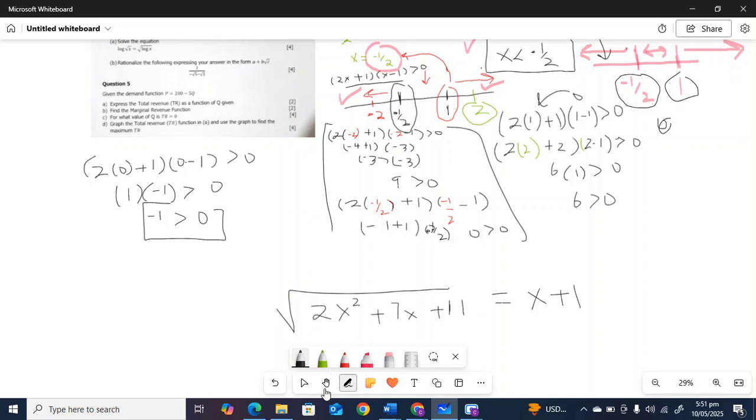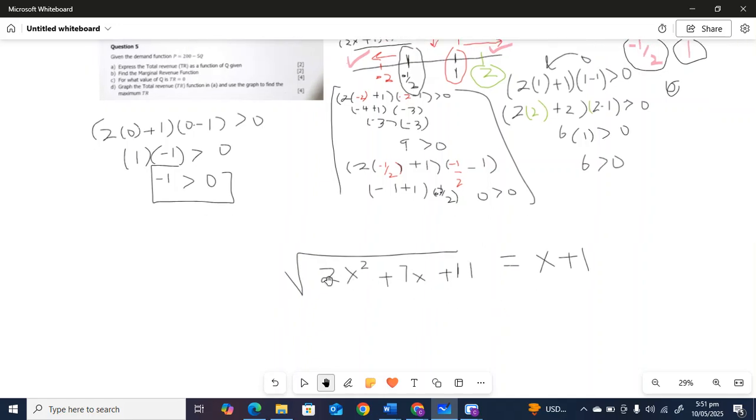Okay, we have this next question here. Square root of 2x squared plus 7x plus 11 equals x plus 1. So the first thing that we need to do is we need to get rid of this square root sign. So how do you get rid of the square root sign? You square the left hand side and also the right hand side.